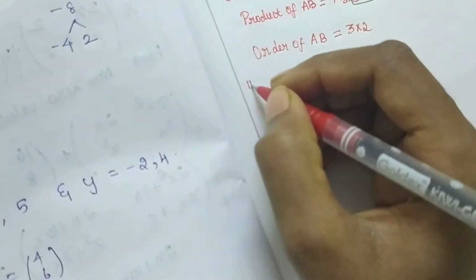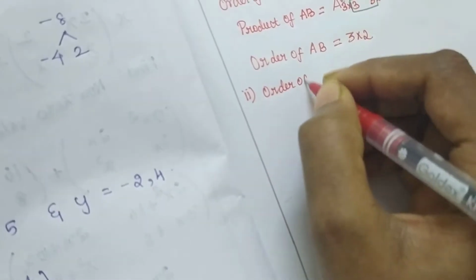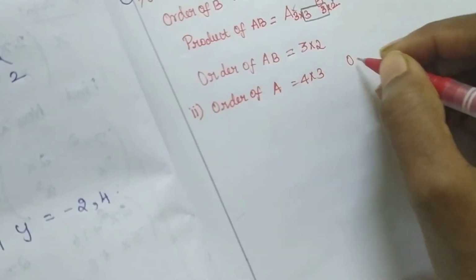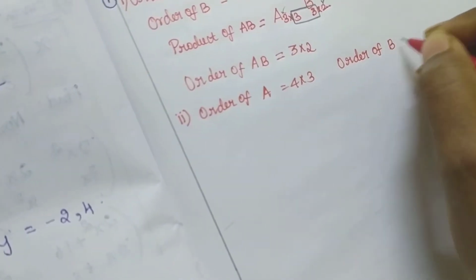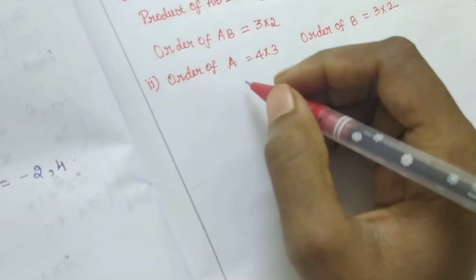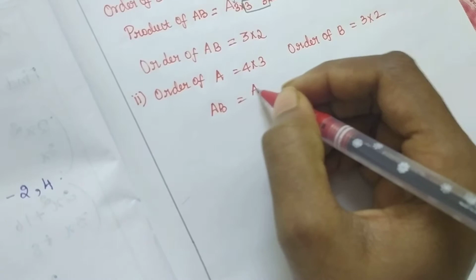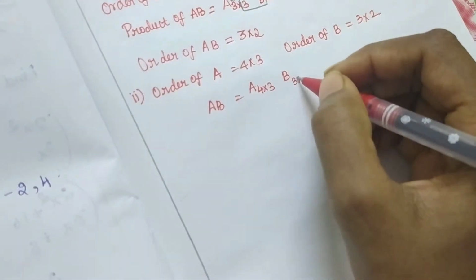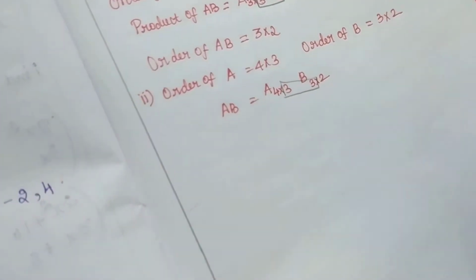Okay, the second one, so what do we have? Order of A is equal to 4 cross 3. Order of B equal to 3 cross 2. So AB, A is 4 cross 3, B is 3 cross 2. So what's the order? Whether it is equal, right?